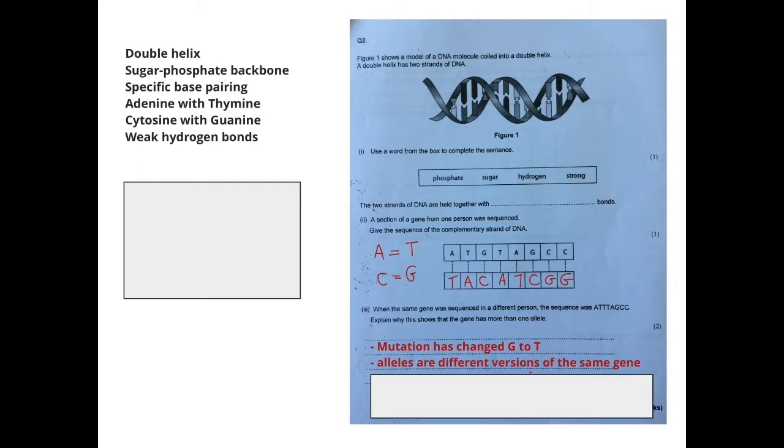Alleles are different versions of the same gene. But the tricky part is understanding that's what the question's asking you to do. It's a 2-mark question, so you know there'll be 2 points. So if you're in a situation like this and it's asking about alleles, the chances are you'll have to define what an allele is.